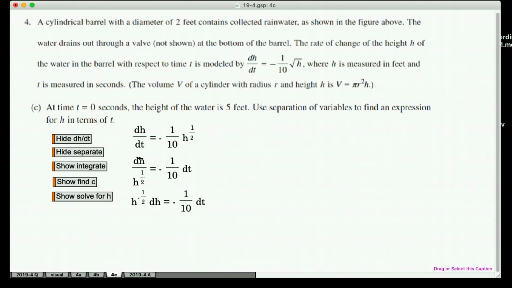And don't get confused. This is not natural log. This is not du over u. This is du over h to the 1/2. So you need to move this to the numerator so it becomes h to the minus 1/2 dh.